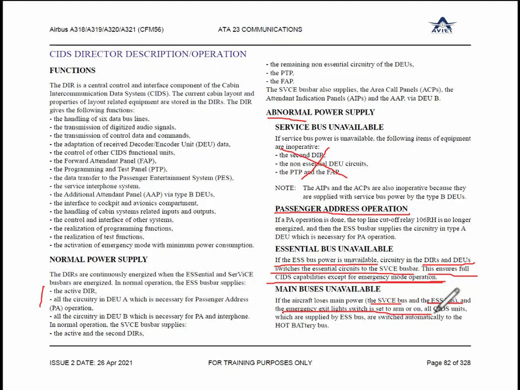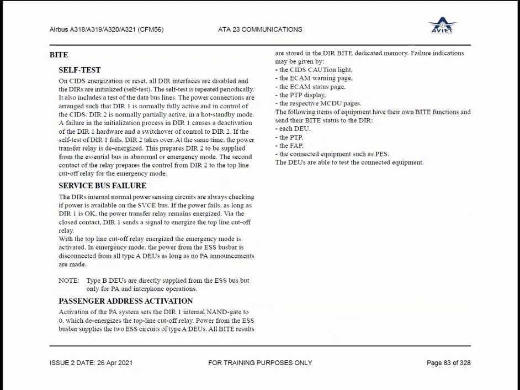So the arm purpose is, when there is no power available, immediately the emergency light will be on. So even if we lose the main aircraft buses, emergency light will come on automatically, switched automatically to hot battery bus. Right? So let's see the diagram, how it is. And then the service bus failure, passenger address systems, etc., they have their own automatic switching arrangement.